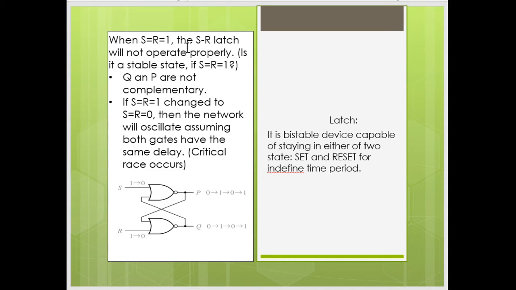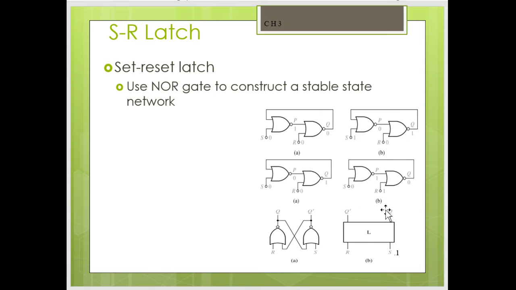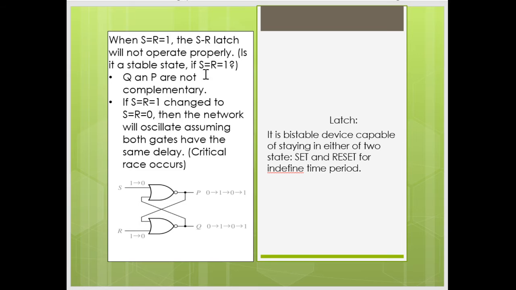Now, when S and R both are 1 in the SR flip-flop, the latch will not operate properly, and therefore it is not desirable to have both S and R equal to 1, as Q and Q bar are not complements of each other when S and R both are equal to 1. If S and R change to 0, 0, the network will oscillate, assuming that both the gates have the same delay. It is a critical race around condition and not permitted in RS flip-flop.